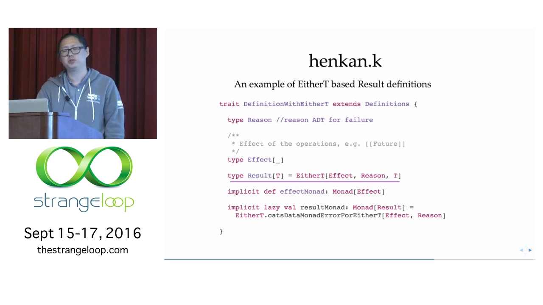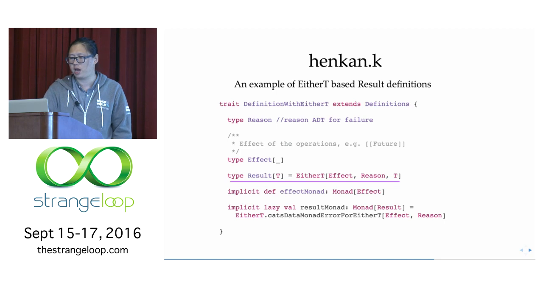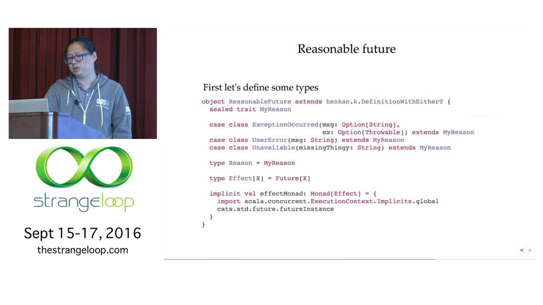So you know the result is always Either T. So you have error handling there, but you don't know the effect, and you don't know what the particular reason is. Then next, I can make it more concrete in your application. You just extend that trait, and you can say the effect is just a Future, right? That type is just a Future, so it's asynchronous.